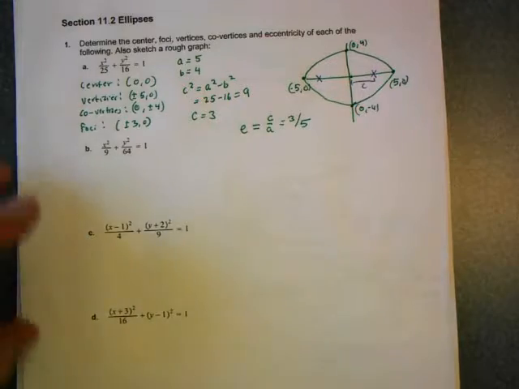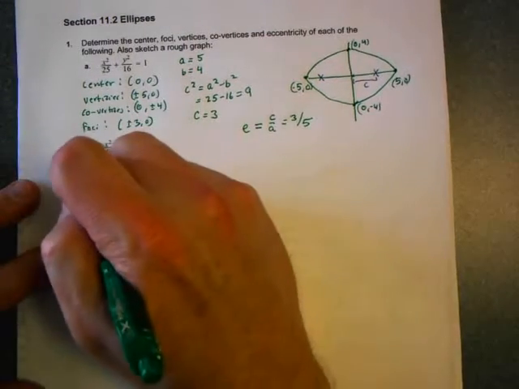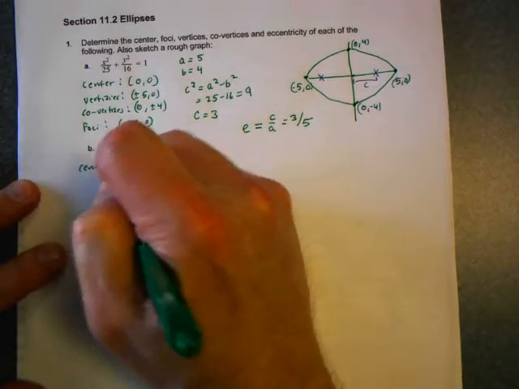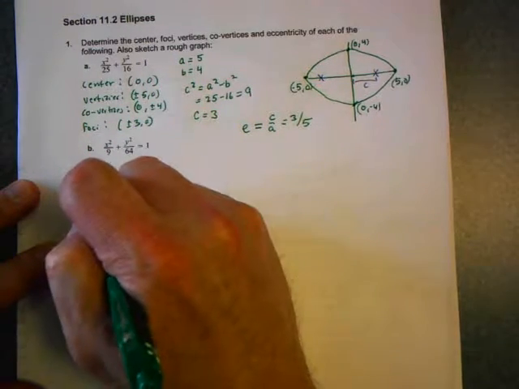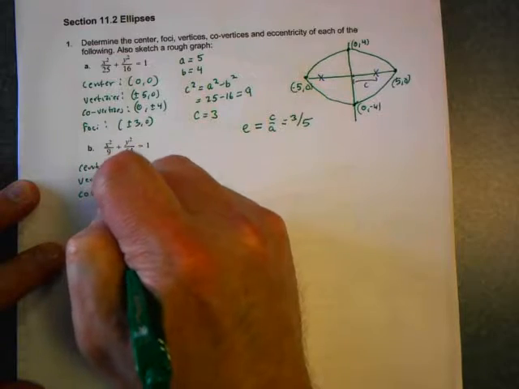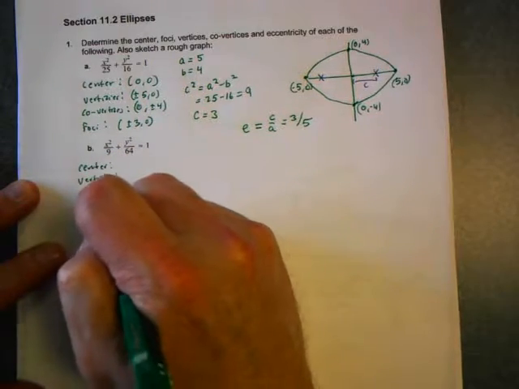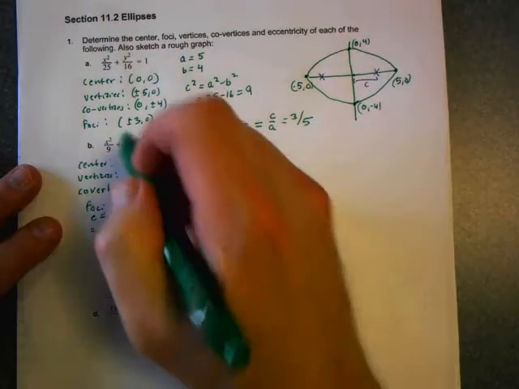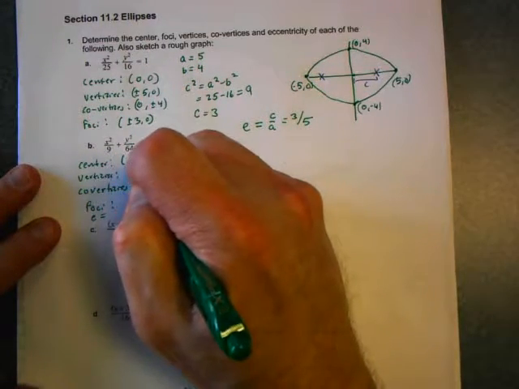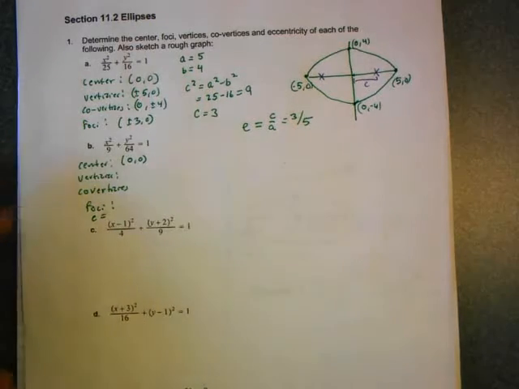All right, B then. Same thing, we're going to find the center, vertices, co-vertices, foci, and the eccentricity. Center? 0, 0, nothing's changed. 0, 0.